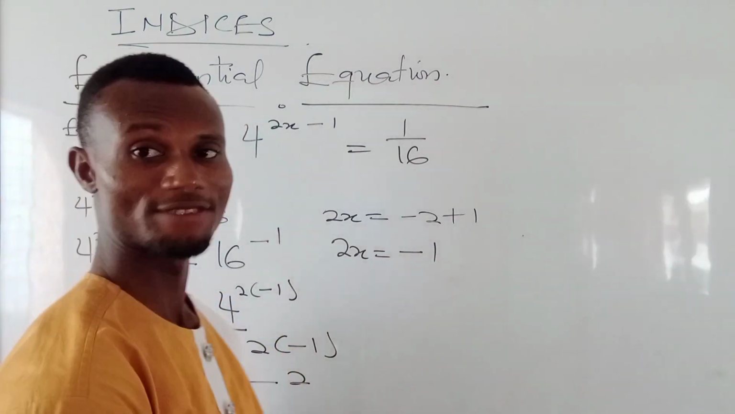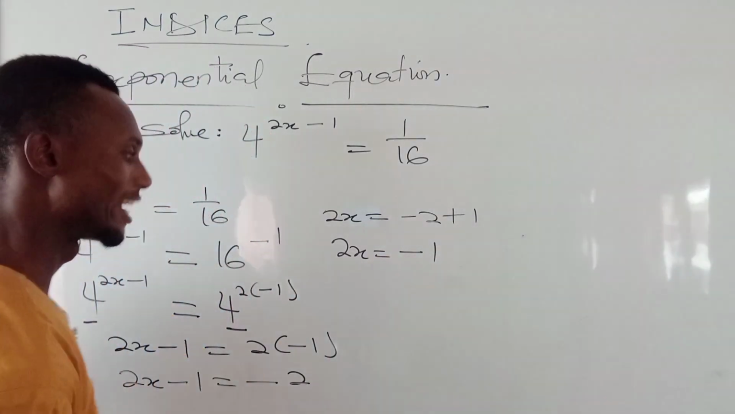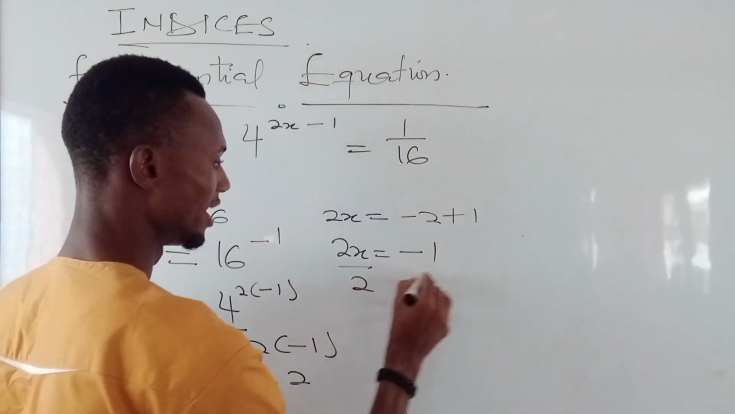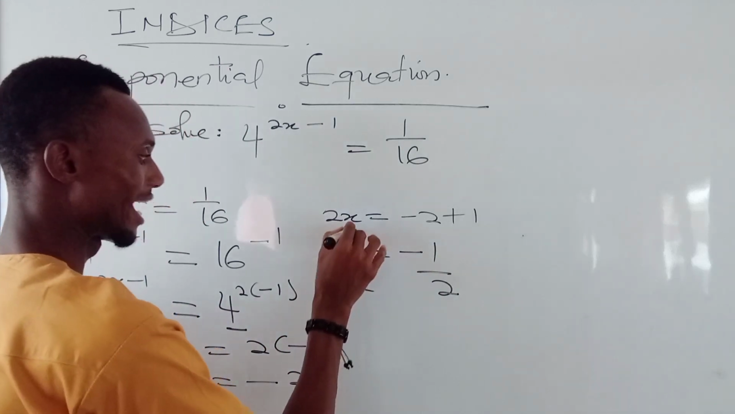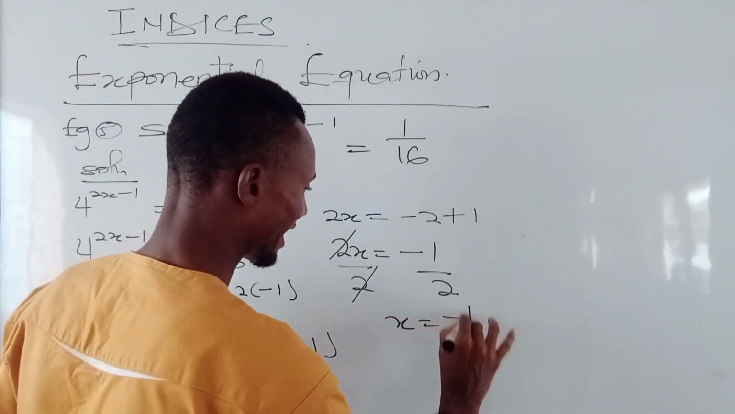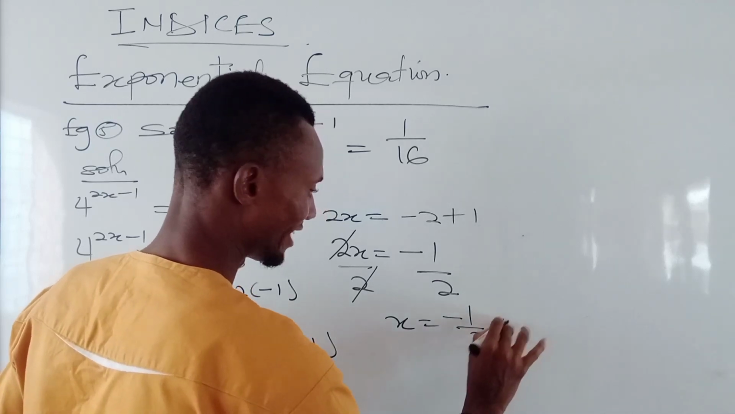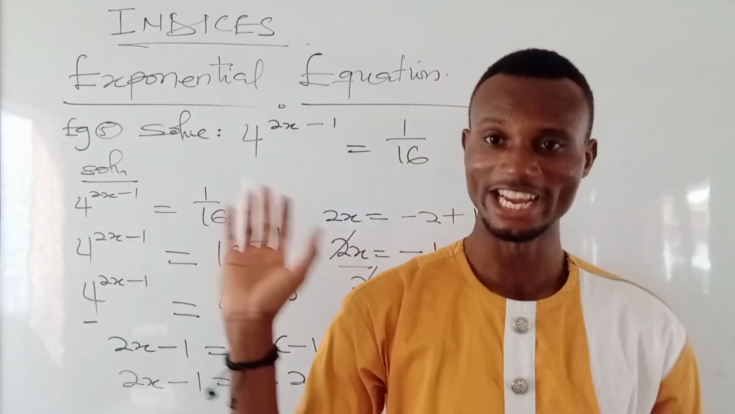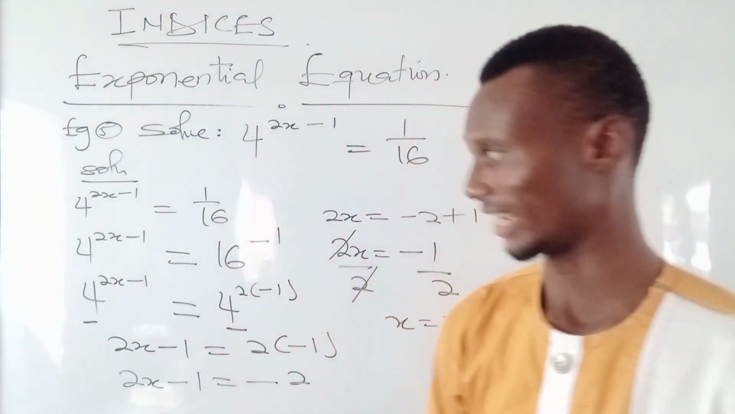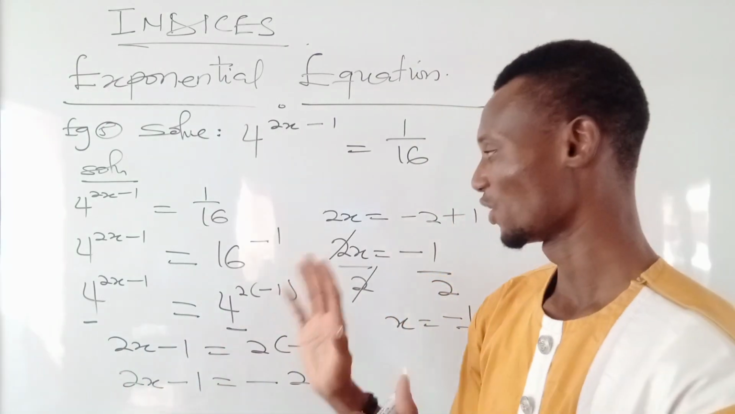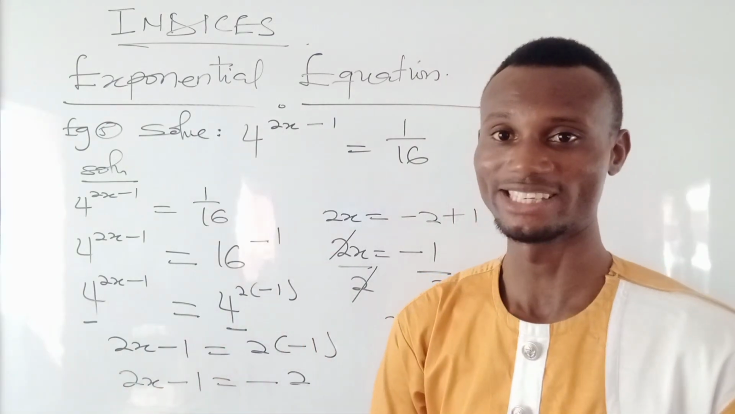Now what do we do to get the value for s? We divide through by the coefficient of s, which is a 2. So I divide here by 2 and divide here also by 2, so that this and this can cancel. Then I'll have my s equals to negative 1 over 2. Then this is my final answer for solving the exponential equation on the board. So I hope you understood it and you get the explanation as well.